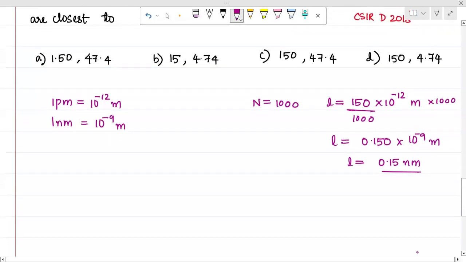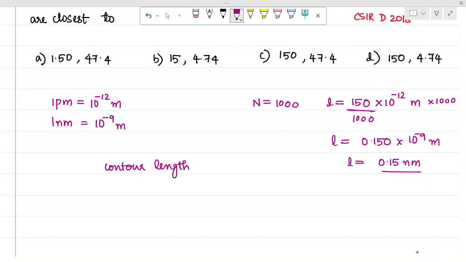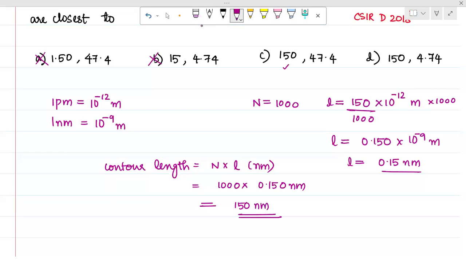Now, first thing is to find the contour length. We have converted into the required units. Contour length is N into L in nanometers because that is what the questioner wants. So that is 1000 into 0.150 nanometers. Now this is 150 nanometers. So contour length is 150. So if we check, it's not option A, it's not option B, it's either C or D.